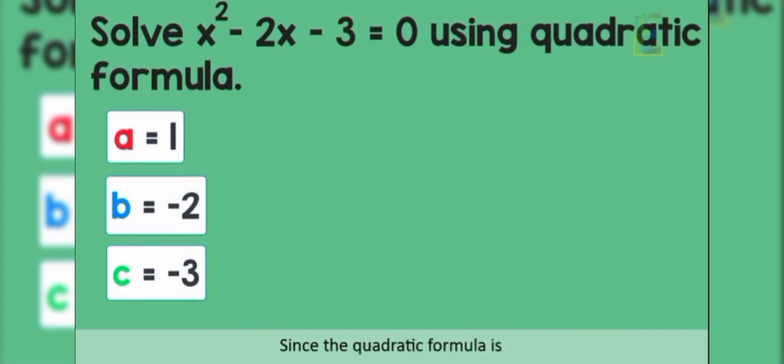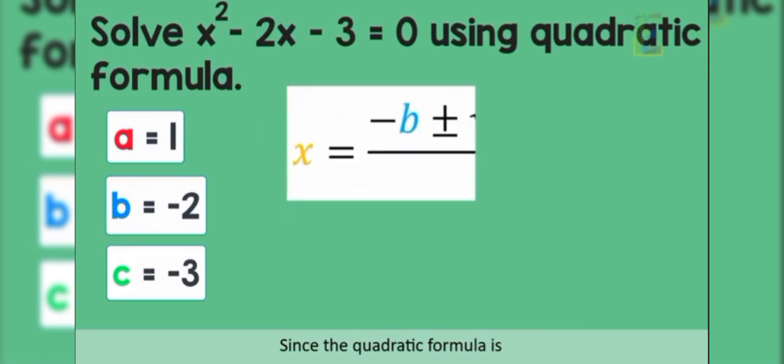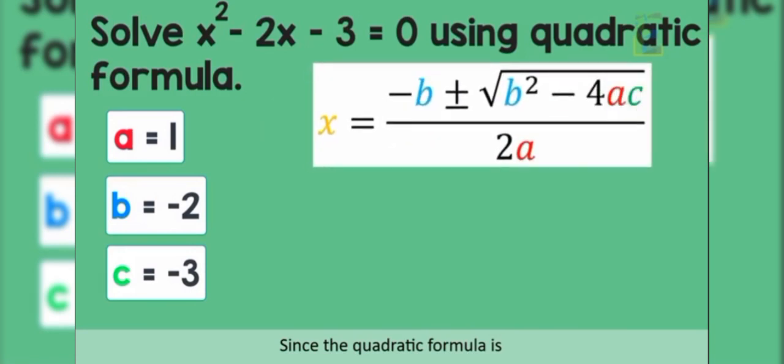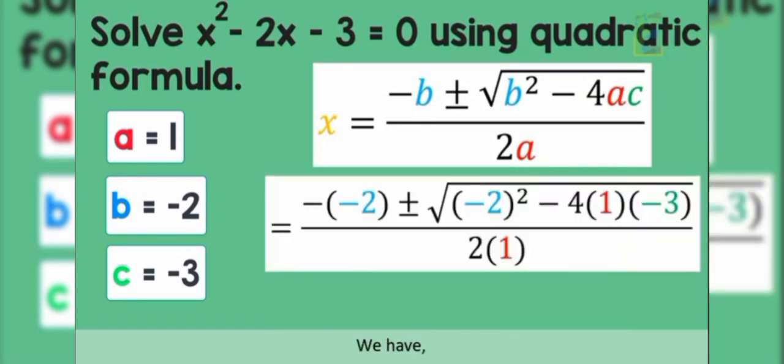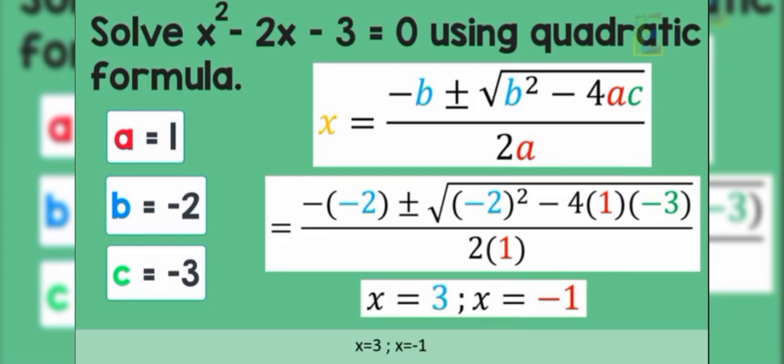Since the quadratic formula is x equals negative b plus or minus the square root of b squared minus 4ac over 2a, we have negative times negative 2 plus or minus the square root of negative 2 squared minus 4 times 1 times negative 3, over 2 times 1. Which gives us the answers x equals 3 or x equals negative 1. But now, let's move on to our next example.